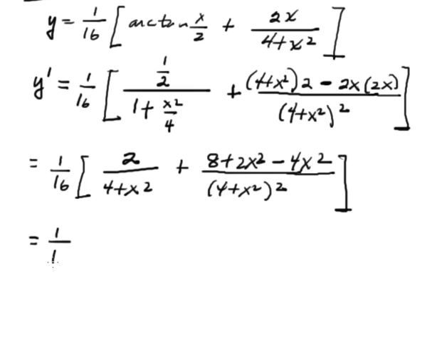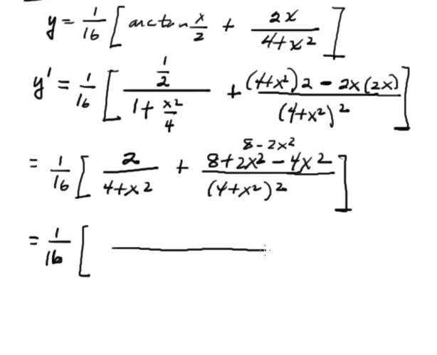Okay, we're going to actually combine these two fractions. First, let me rewrite this. It's 8 minus 2x squared. Let me just write it on top. All right, let's combine these two fractions.